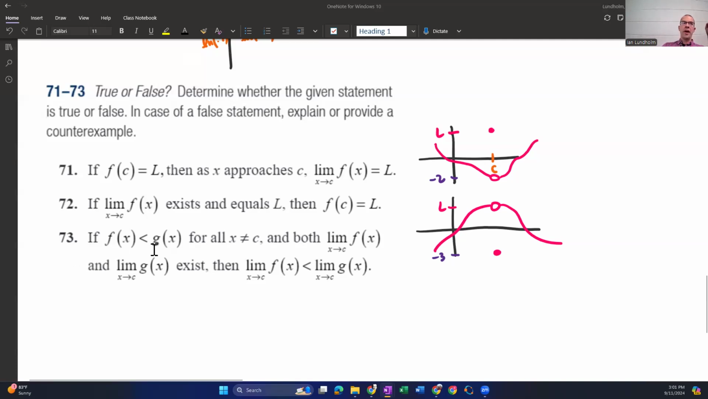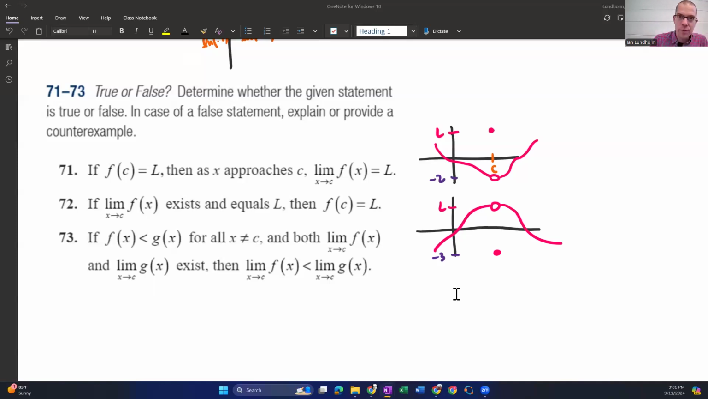73. Ooh. If we've got two functions, f and g, and f is always smaller than g for all x values other than maybe one x value at c, and both the limit of f of x and the limit of g of x exist, then the limit of f of x as x approaches c has to be smaller than the limit of g of x as x approaches c. So again, I'm going to draw a picture. And again, I kind of think this one is false. This one's tricky though.